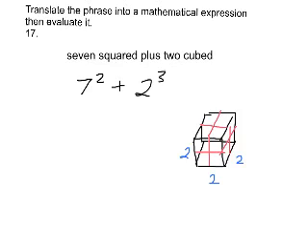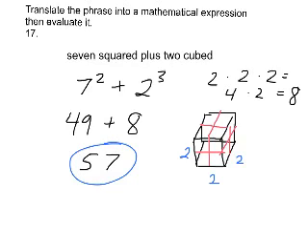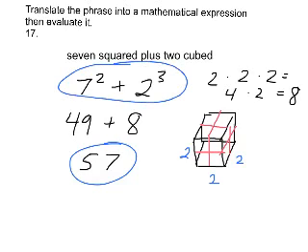So 7 squared, or 7 to the second power, is 7 times 7, which is 49. 2 cubed is 2 times 2 is 4, times 2 is 8. 2 cubed is 8, 2 times itself 3 times. Now 49 plus 8 is 57. Our answer. Well, our two answers. That's the translation, and that's the evaluation.